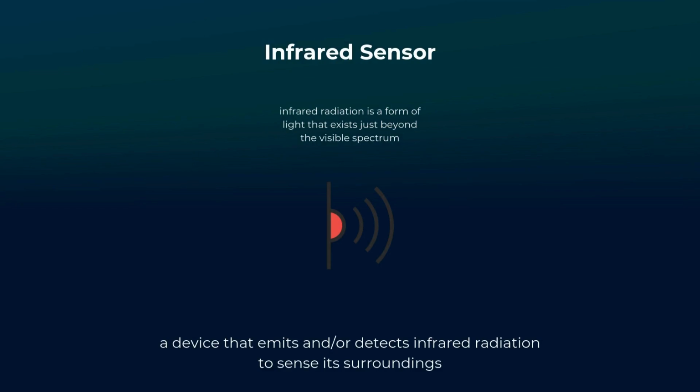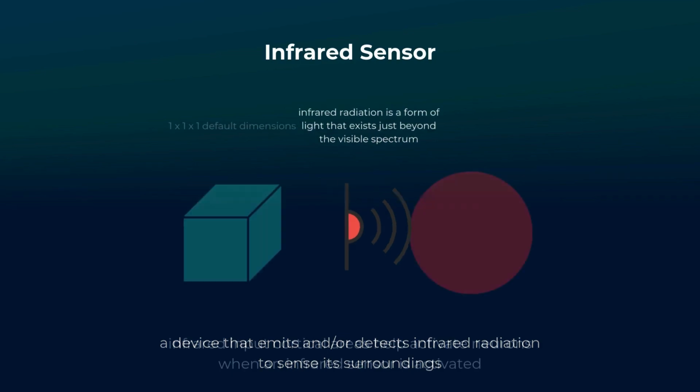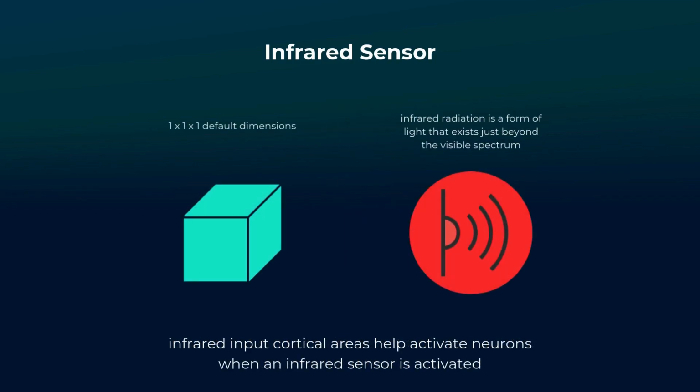An infrared sensor is a device that emits and/or detects infrared radiation to sense its surroundings. Infrared radiation is a form of light that exists just beyond the spectrum visible to the human eye. In FIGI, an infrared input cortical area helps activate neurons when an infrared sensor is activated.